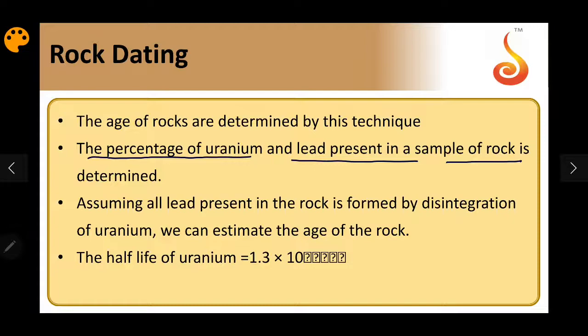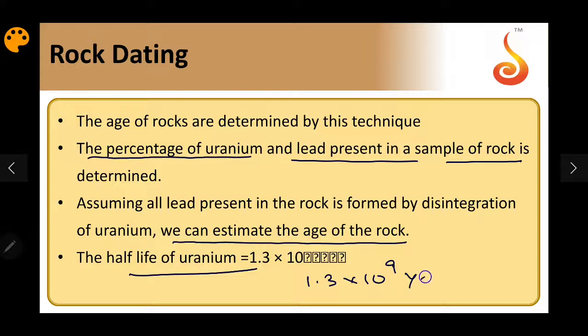So using that concept, we can estimate the age of the rock. The half-life of uranium is around 1.3 × 10^9 years. A very huge value. So we can find out when the earth was formed, the rocks will have uranium.